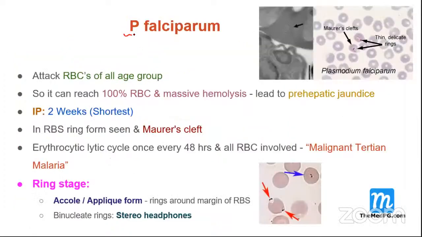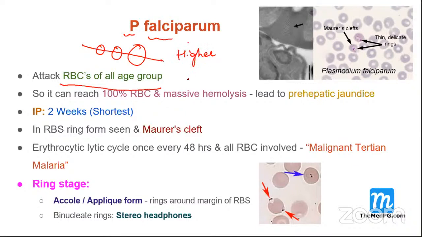Next, coming to Plasmodium falciparum. So what is the thing about Plasmodium falciparum? As Roshan said, it is the one which affects the RBCs of all the age groups. Since young, middle and older RBCs are all affected, there will be a higher degree of parasitemia. Because of this, RBCs are loaded with parasites, and once they cannot accommodate more, the RBCs will burst. So this will result in massive hemolysis, which will lead to a condition called prehepatic jaundice, right?